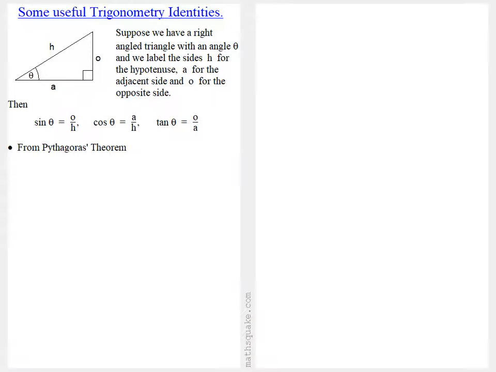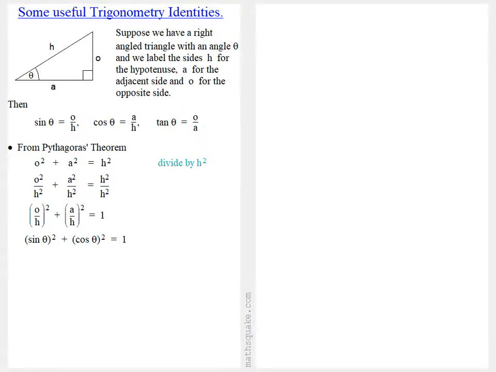Now, from Pythagoras' theorem, we have O squared plus A squared equals H squared. If we divide all the way through by H squared, we get O squared over H squared plus A squared over H squared equals H squared over H squared. Now, O squared over H squared is (O over H) squared. A squared over H squared is (A over H) all squared. And H squared over H squared is just 1.